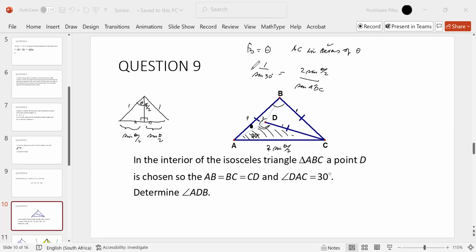And sine 30 is a half. So 1 over sine 30 is just 2. So you got 2 equals 2 sine theta over 2 over that. The 2's cancel. And you're left with sine ADC is equal to sine theta over 2. And you'll conclude that ADC is theta over 2.